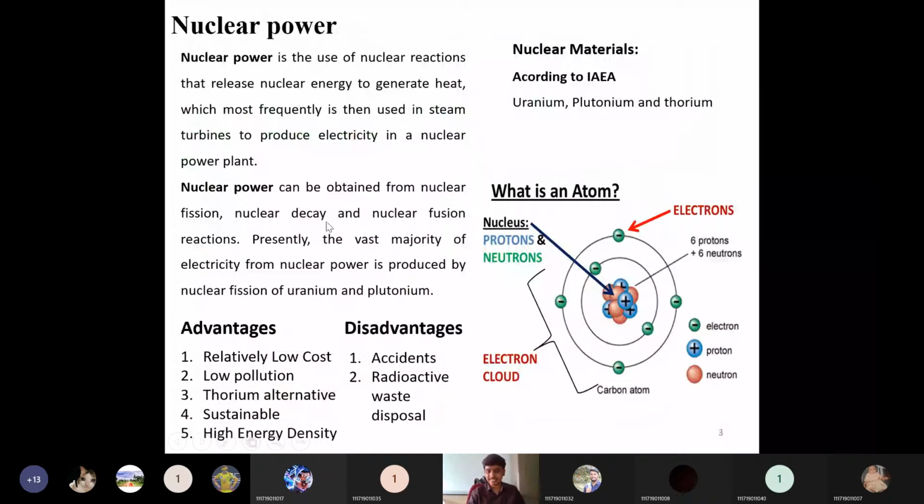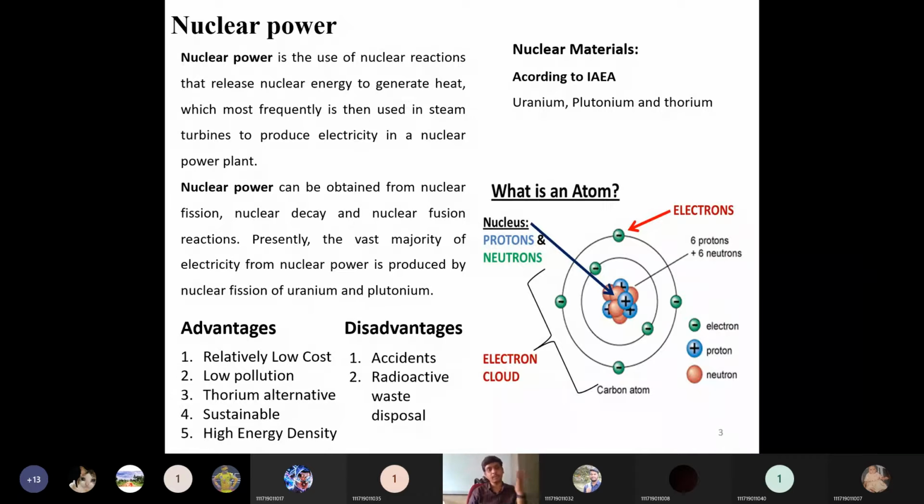Then these are the various disadvantages. One is the accident. The next is the radioactive waste coming out of nuclear power plants. The disposal of that is very difficult. We cannot simply throw away that radioactive material. Since it is radioactive, it releases radiation, which will impact the surroundings.